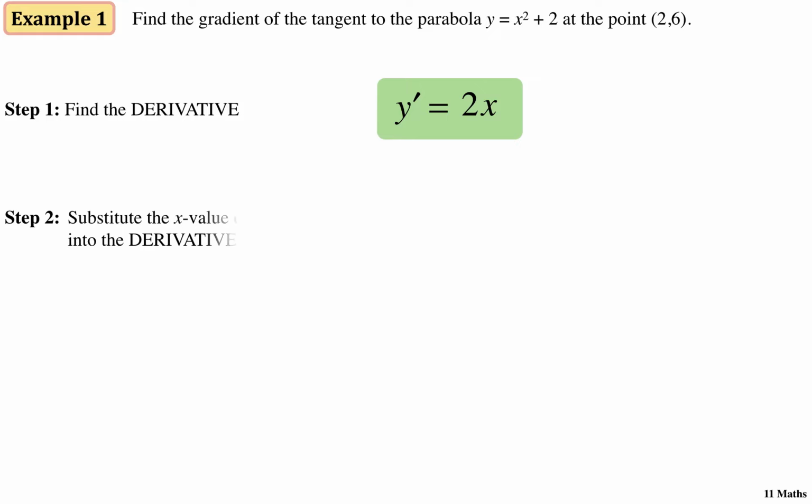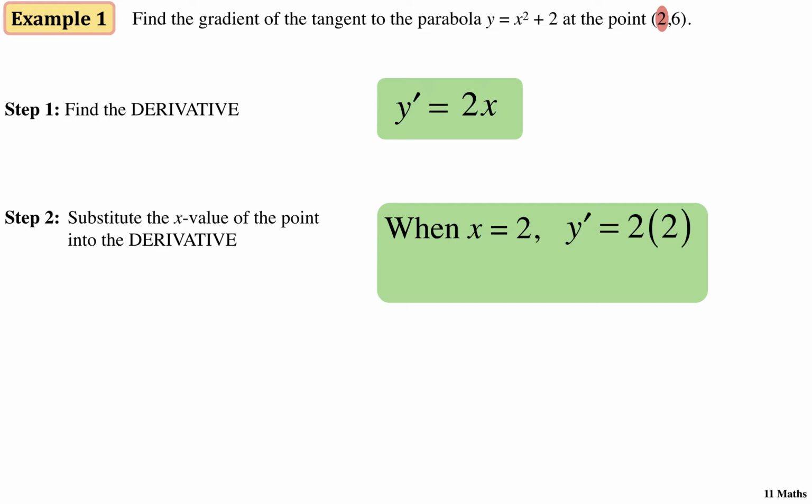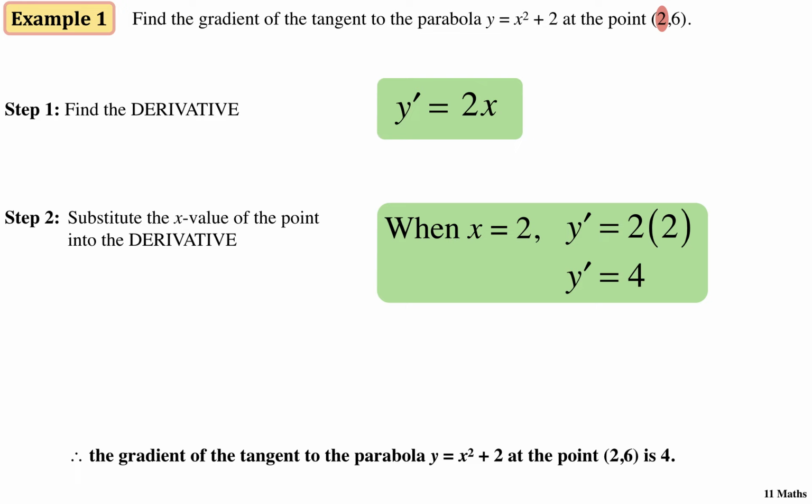So there's our derivative. Second step, let's put the x value of our point on the curve into the derivative. The point on the curve is (2, 6). The derivative, y dash, equals 2x. So when x equals 2, the derivative becomes 2 times 2, which is 4. What that effectively means is the gradient of the tangent is 4 at the point (2, 6). And there's our answer. First question done.